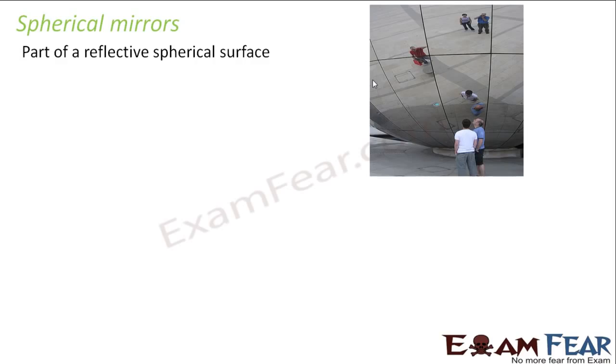Now when we talk about the spherical mirrors which we actually come across, they are nothing but a part of a reflective spherical surface. Let us suppose you have a ball in your hand. The ball is a sphere, right? Now if that ball is a mirror, I mean that entire ball is like a glass kind of a thing, and you cut that sphere from one end, what do you get? That is a part of the spherical surface.